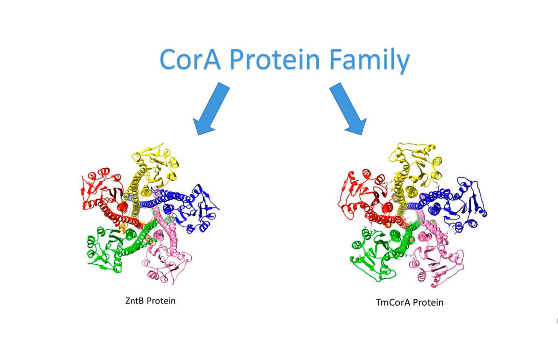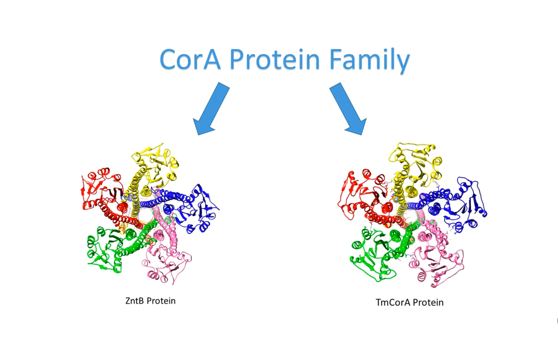The structure of the two proteins are very similar as shown here. They both resemble a star-shaped pore. Additionally, ZntB and CorA are sequence homologs. These striking similarities are why scientists believe the two proteins also had similar functionality.